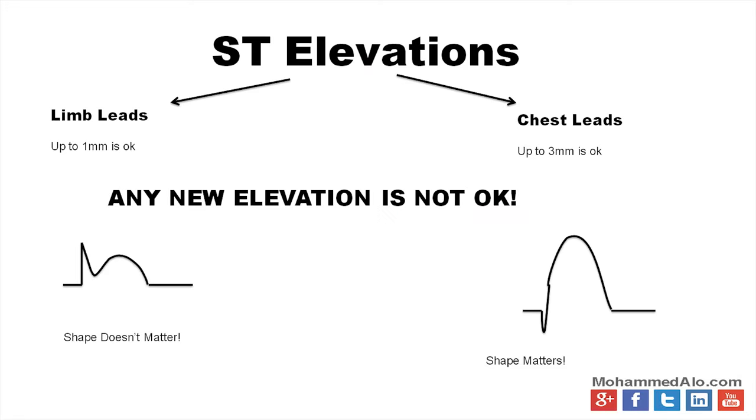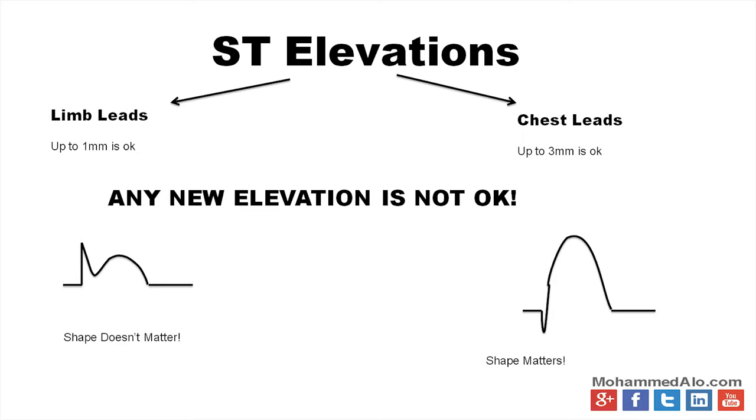So let's talk about ST elevations. A lot of people say, well, he has ST elevations. Well, it depends on where they are. Up to 1 millimeter of ST elevation is okay in the limb leads, and up to 3 millimeters is okay in the chest leads. Your chest leads are your V1 through V6. Your limb leads are your 1, 2, 3, AVF, AVL, AVR. So that's okay. People can have these chronically. As long as they never change, we're fine. But any new elevations, no matter what, is not okay.